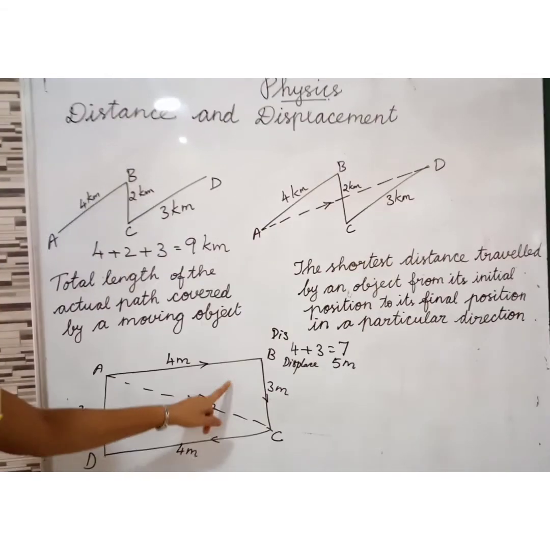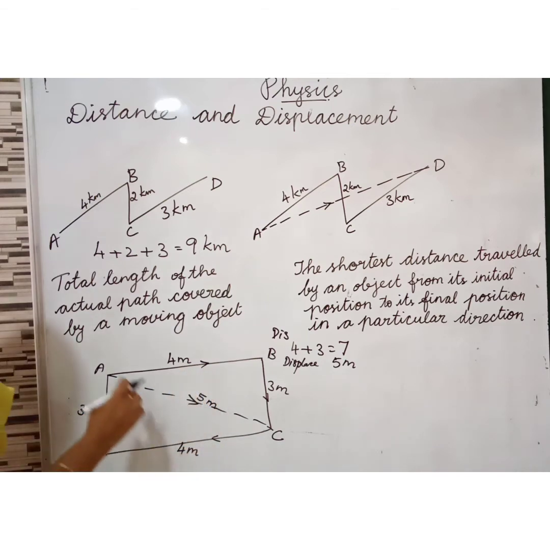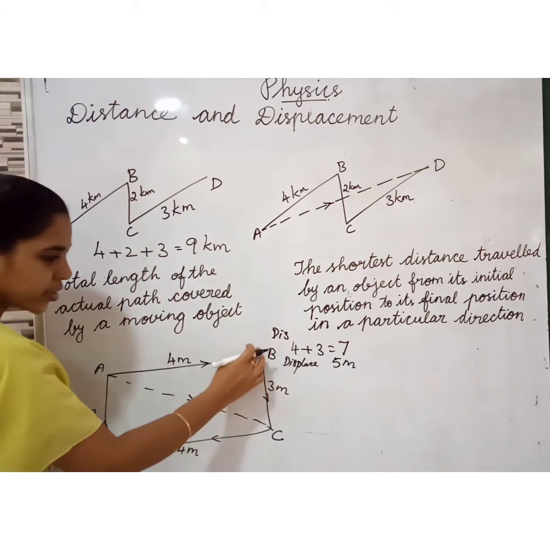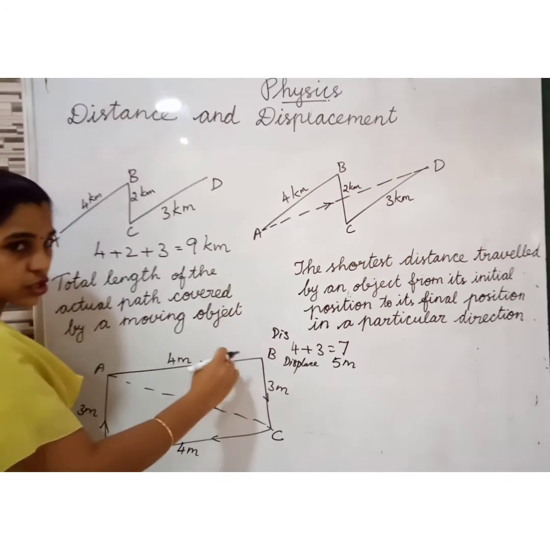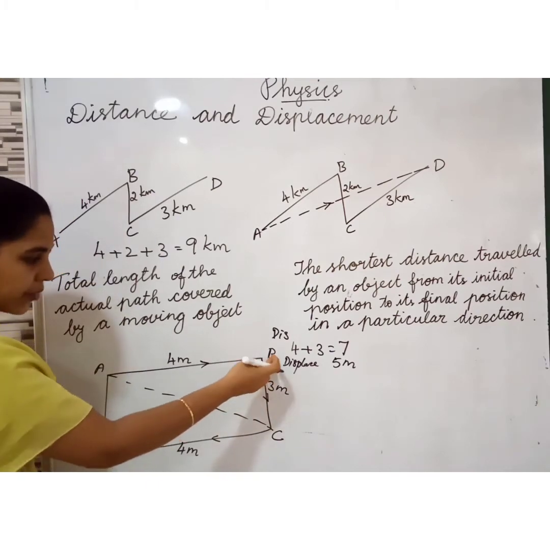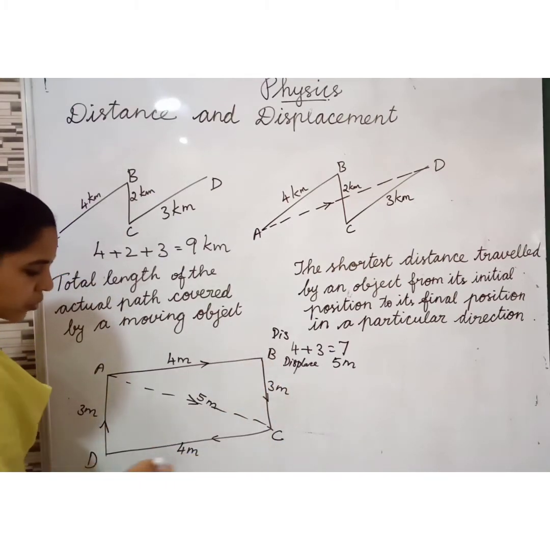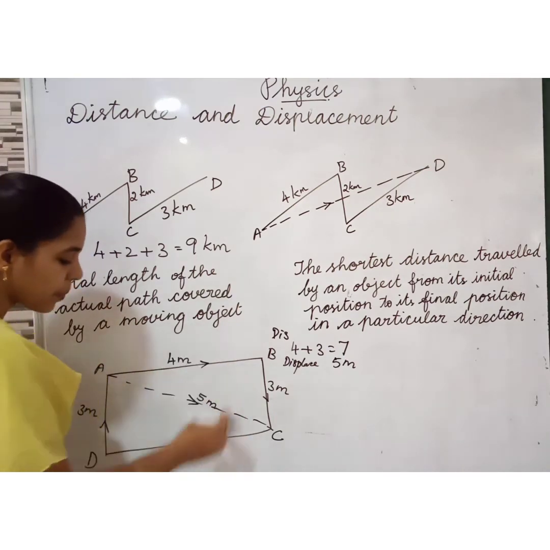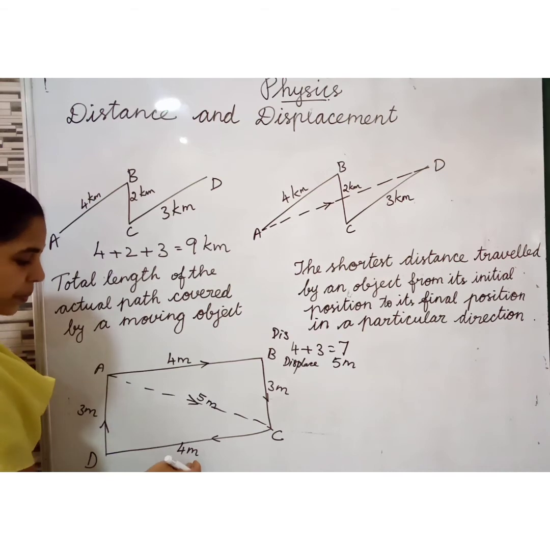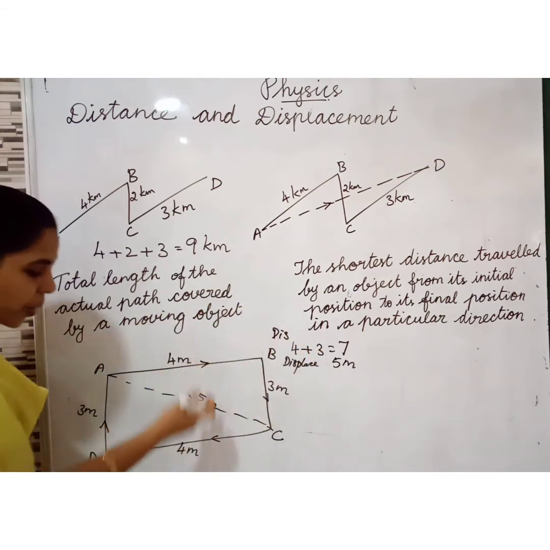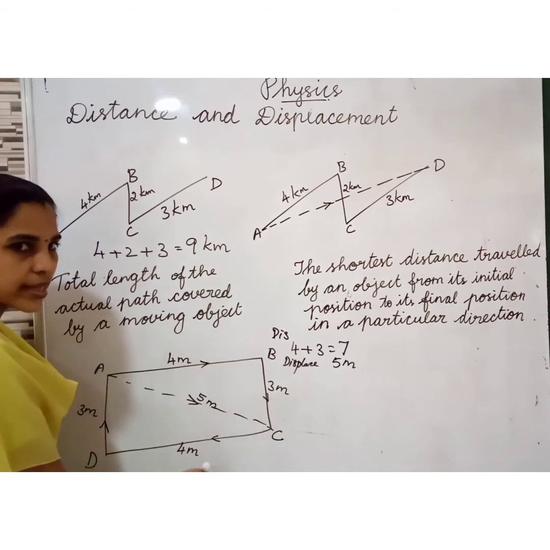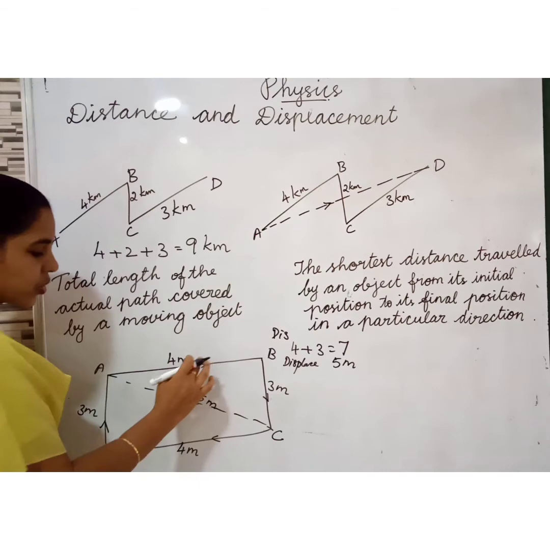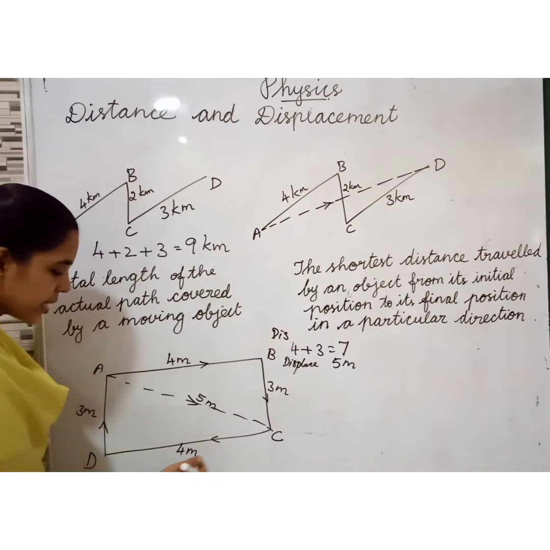Listen here, how to find the formula for this? Listen, first one. For this displacement, the vehicle is moving from A to B. It means east. Then again from C to D, it moves in the same direction. So for displacement, 4 minus 4. It means again it is coming back, in the opposite direction. For displacement, the opposite direction is negative. This is positive, the opposite direction is negative.